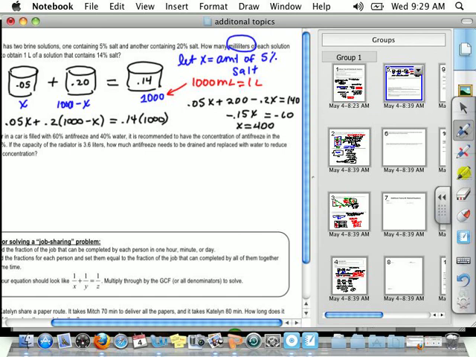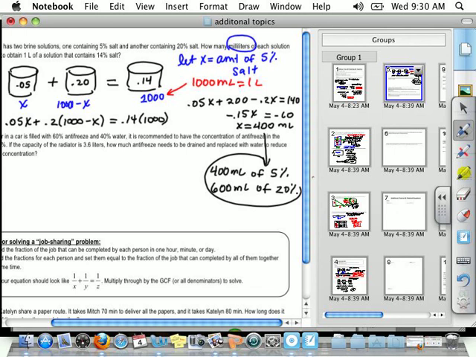So you have 400 milliliters of the 5%. And the rest has to be the 600 milliliters of the 20%. Make sense? Okay, last one we'll set up, but I won't finish it out.